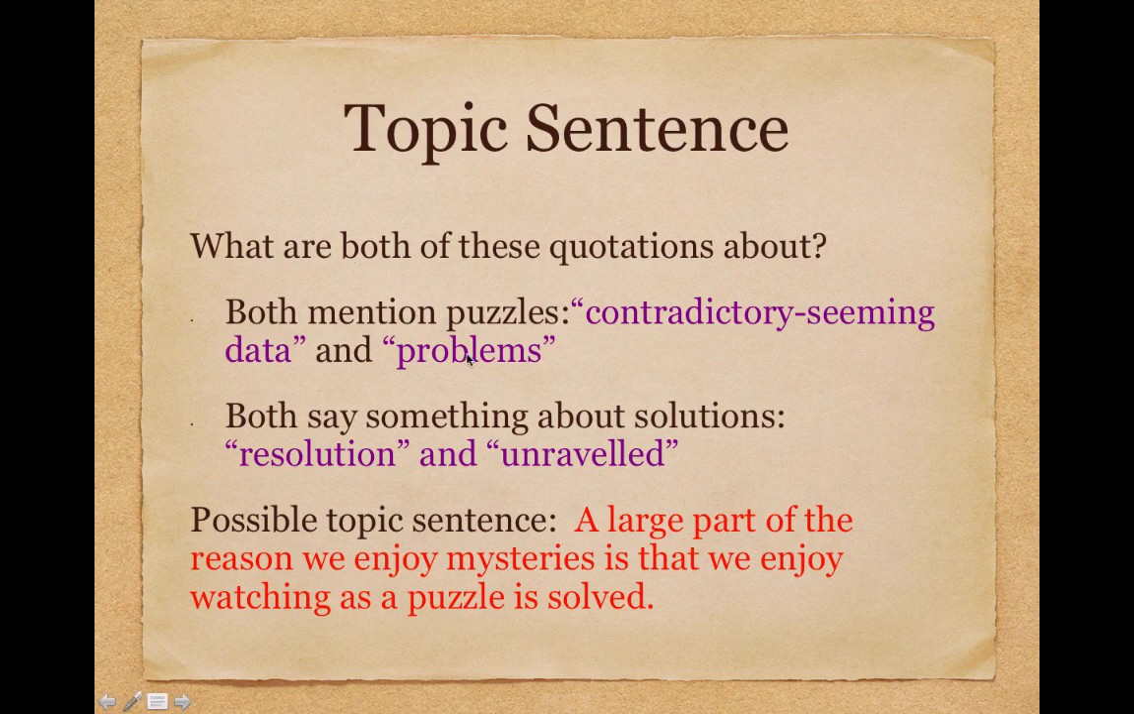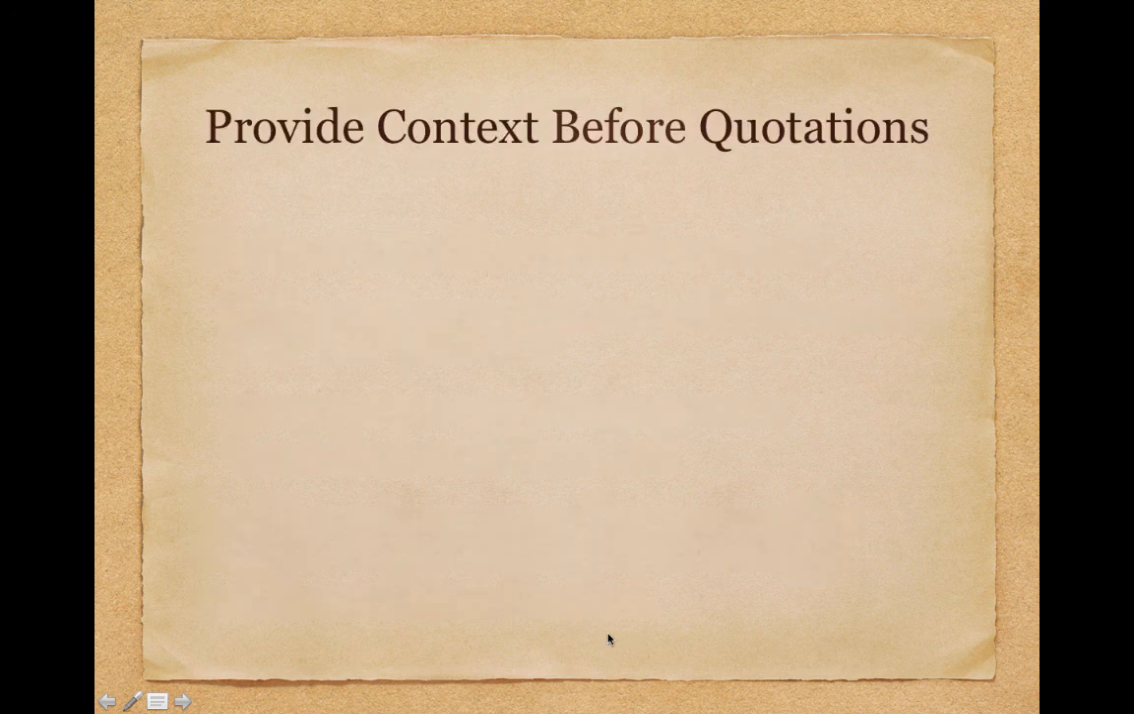So I've got this idea of the puzzle coming from these two observations and the idea of the solution coming in here. All right. Now, to get from my topic sentence to the quotations, I need to provide some context before the quotations.